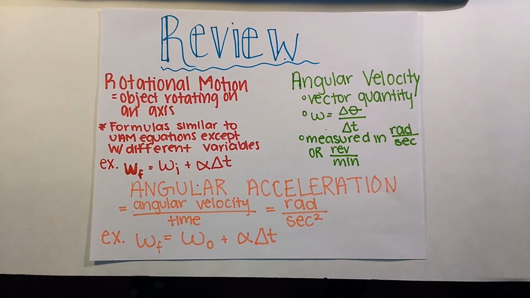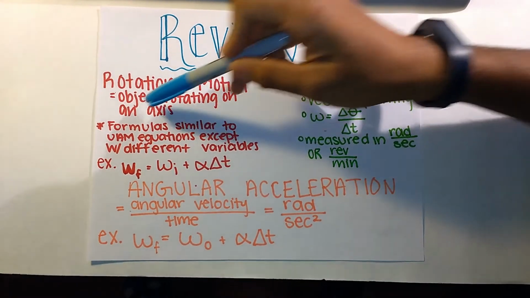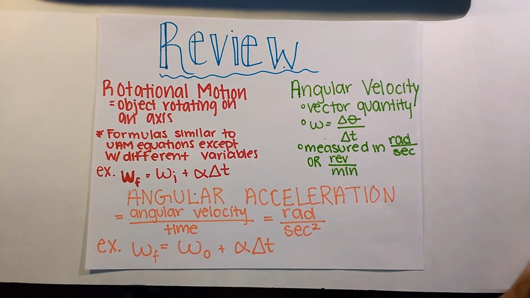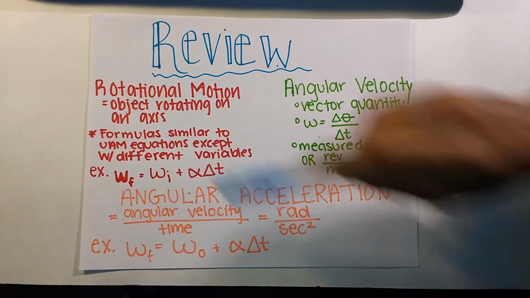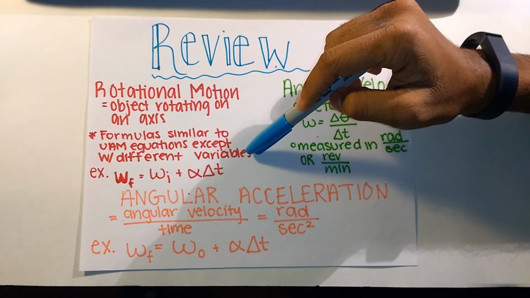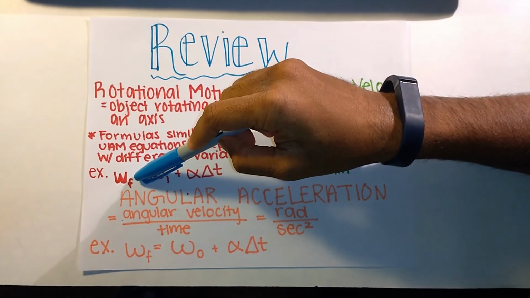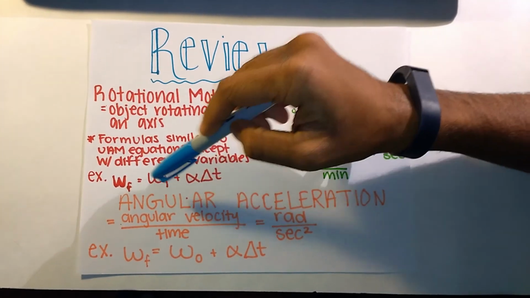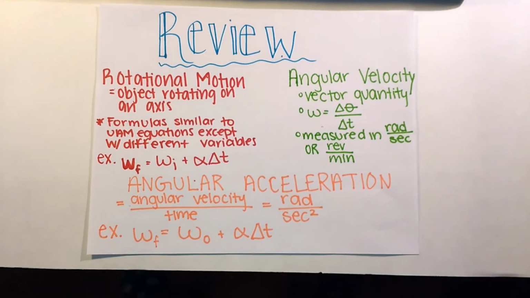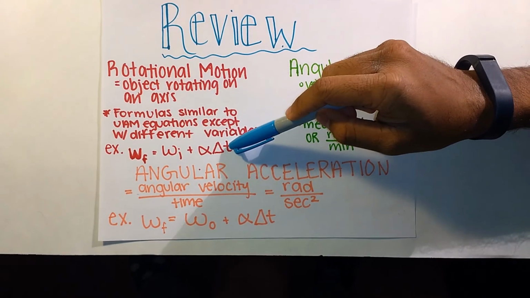Alright, so let's go over what we've learned. Rotational motion is an object rotating on an axis. To find rotational motion, we can use formulas that are similar to UAM equations except with different variables. These variables are things like angular velocity final and angular velocity initial. Some variables remain the same, like time.